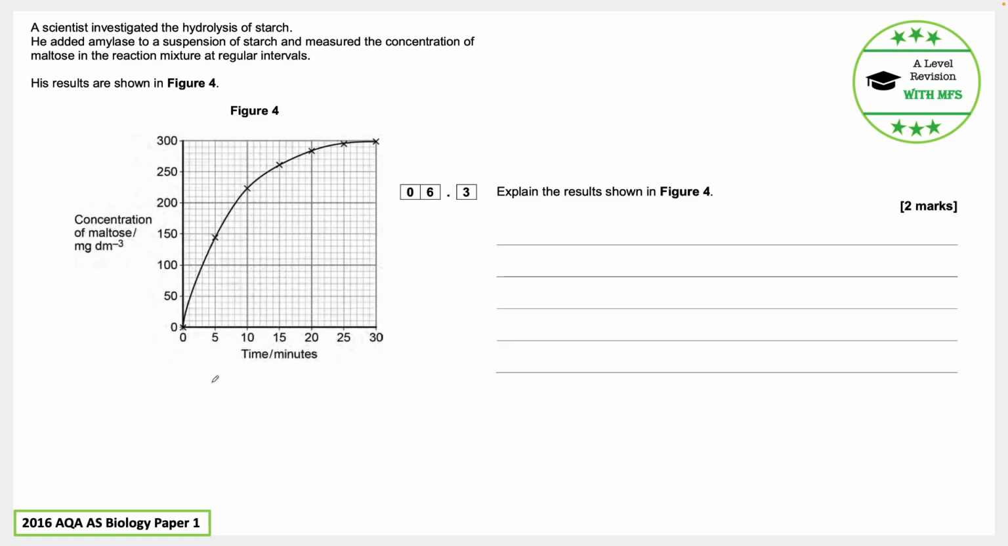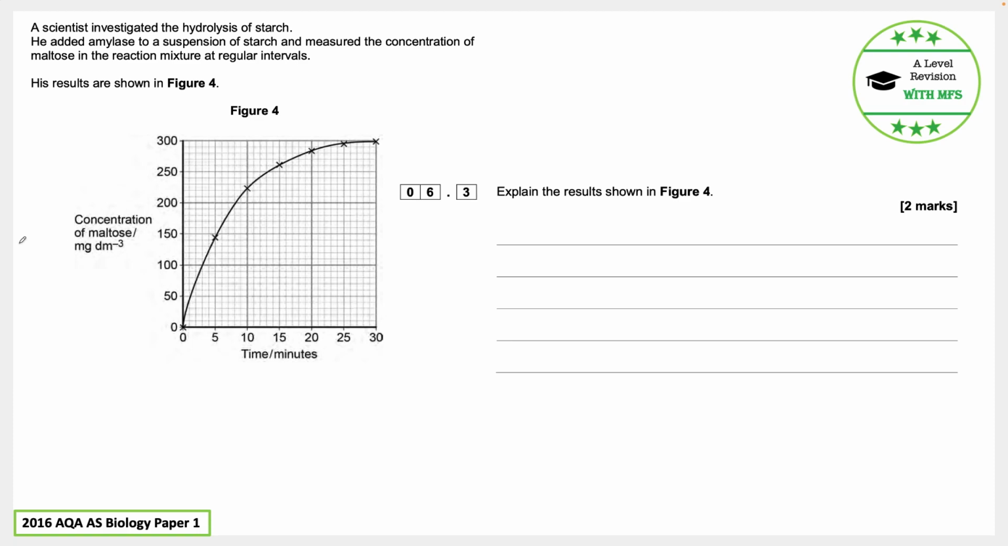It says, a scientist investigated the hydrolysis of starch. He added amylase to a suspension of starch and measured the concentration of maltose in the reaction mixture at regular intervals. His results are shown in figure 4. Explain the results shown in figure 4. So in figure 4, we're given a graph. We're given time on the x-axis in minutes, and we're given the concentration of maltose on the y-axis, and we can see that there's a curve.